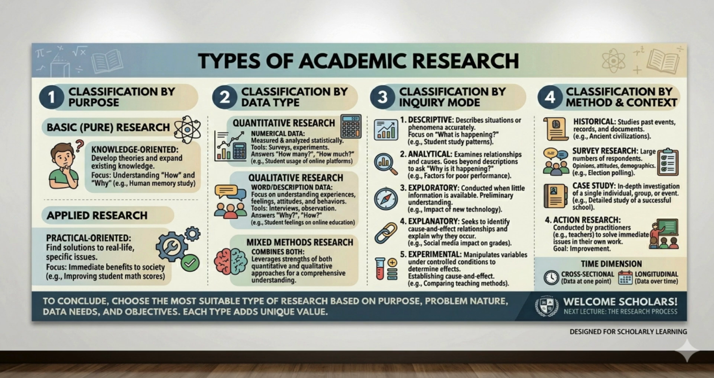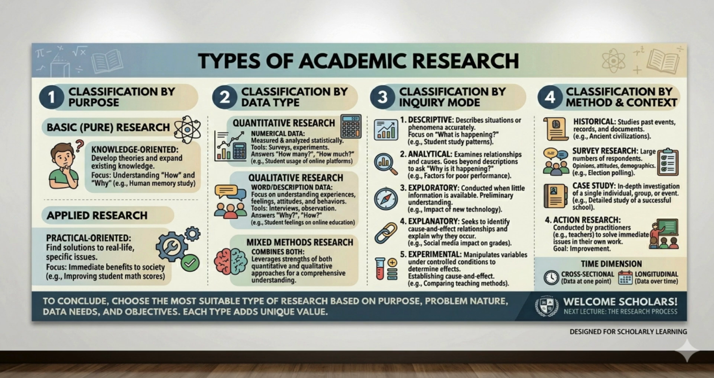In contrast, explanatory research seeks to explain relationships between variables and identify causes and effects. For instance, a researcher may investigate whether excessive social media use affects academic performance. The objective is not merely to describe the relationship, but to explain why and how it occurs.